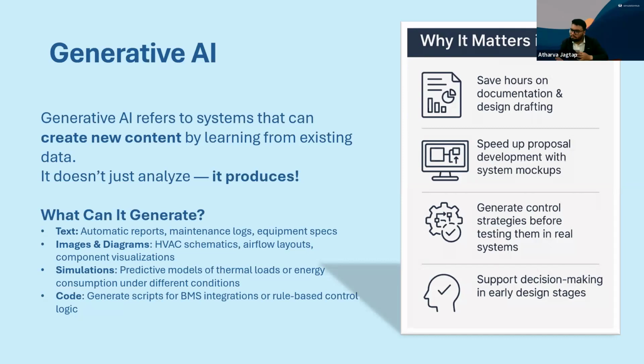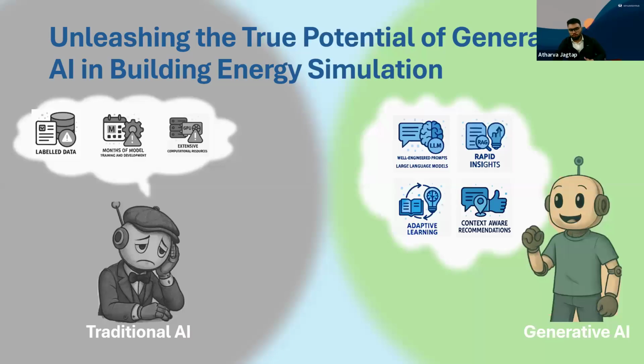So let's see why we are actually going from traditional AIs to generative AI. What problems we had with traditional AIs and what effect we will have when we implement generative AIs into our workflows. If you can see, there are two guys on our screen. One is representing traditional AI and one is representing generative AI.